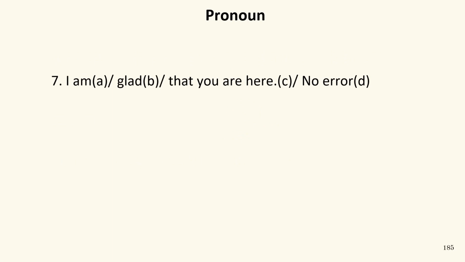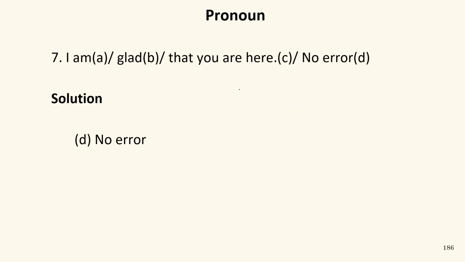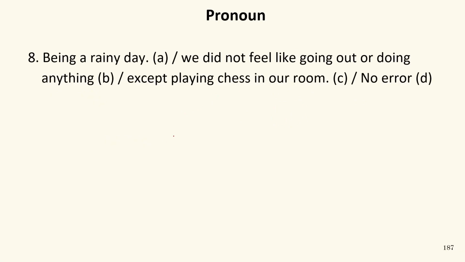I'm glad that you are here, or you are here. I am glad. Till here the sentence is absolutely correct, that you are here. So both of the statements are connected with the conjunction that. So the sentence is absolutely correct. There is no error in this sentence. So D should be the answer. Yes, of course, D is the correct answer.